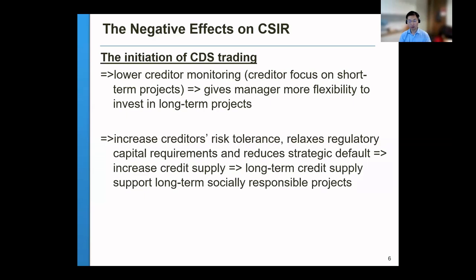Well, the second channel is, since the presence of CDS trading will provide protection to the bondholders, that will increase the creditor's risk tolerance. The increase of risk tolerance, as I mentioned, will increase the lender base and increase the credit supply to the firm.